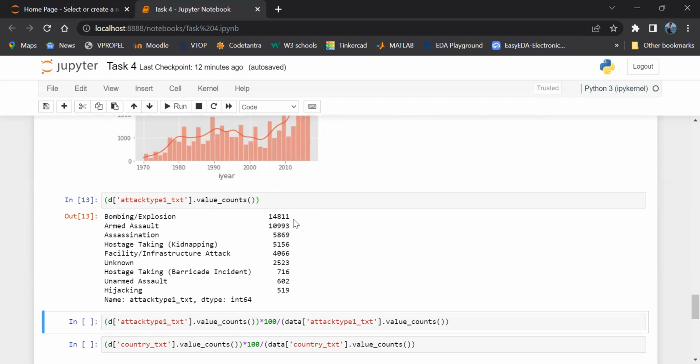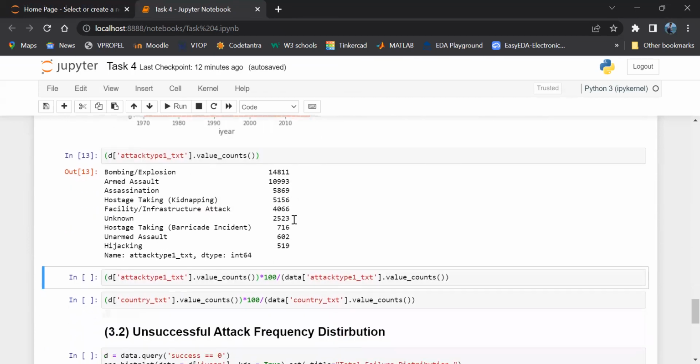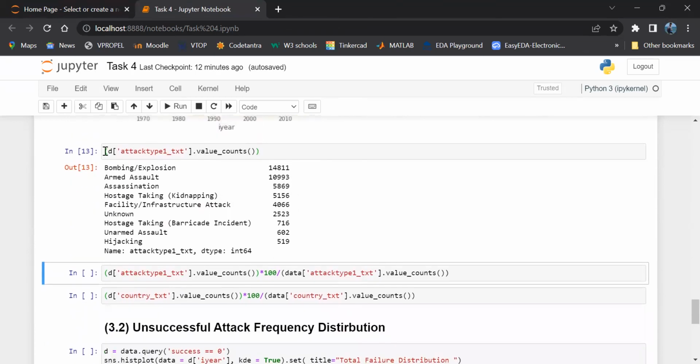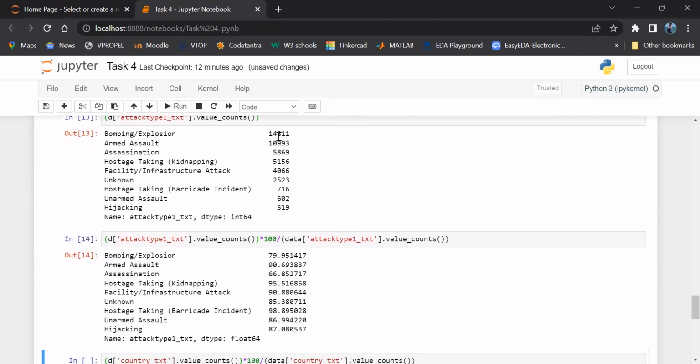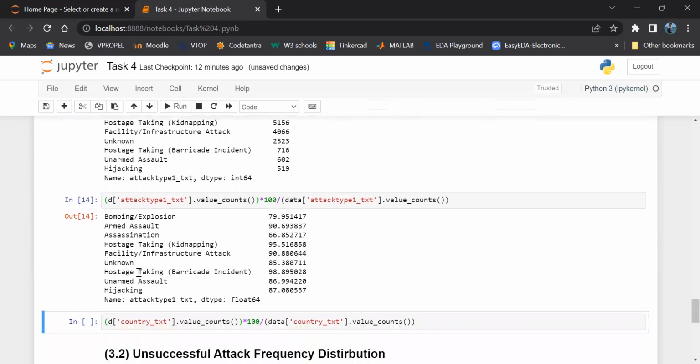That doesn't mean that it's the most successful type of attack. If we divide the successful attacks by the total number of attacks, we can find the percentage of successful attacks. In this case, bombing, which has the highest frequency, has only a 75% success rate. The highest success rate of an attack is 98%, which is hostage taking. We have facility and infrastructure attack at 90%, and so on.